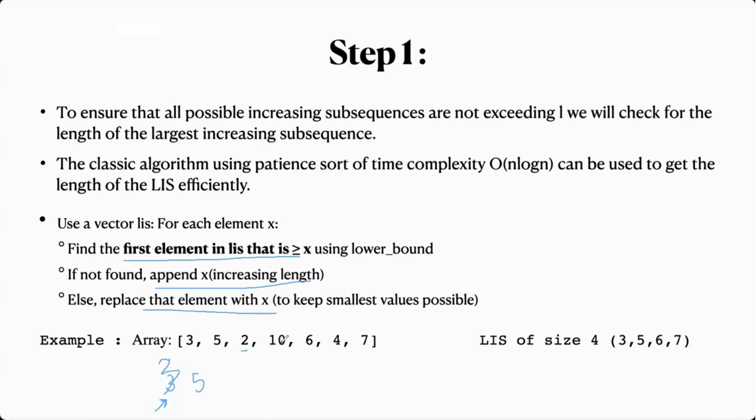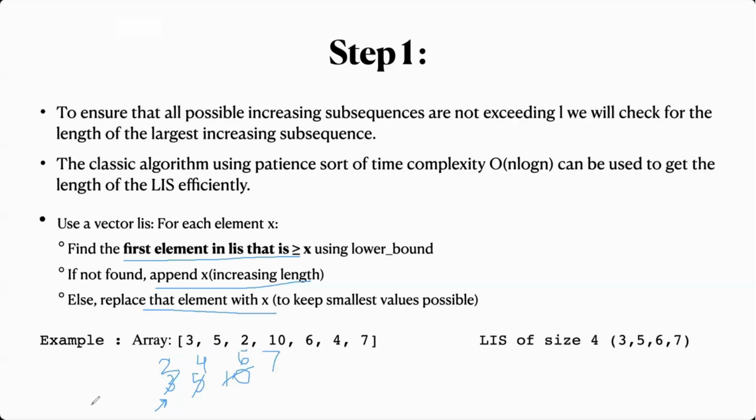Now we take the next element 10. Since both 2 and 5 in the LIS vector are less than 10, we will append 10 to the end of this vector. We move on to element 6. Now the first element that is greater than or equal to 6 is 10. So we replace 10 by 6. We move on to 4. The first element greater than or equal to 4 is 5. We change this to 4. We go on to 7, and since there is no element that is greater than or equal to 7 in this LIS vector till now, we append 7 at the end.